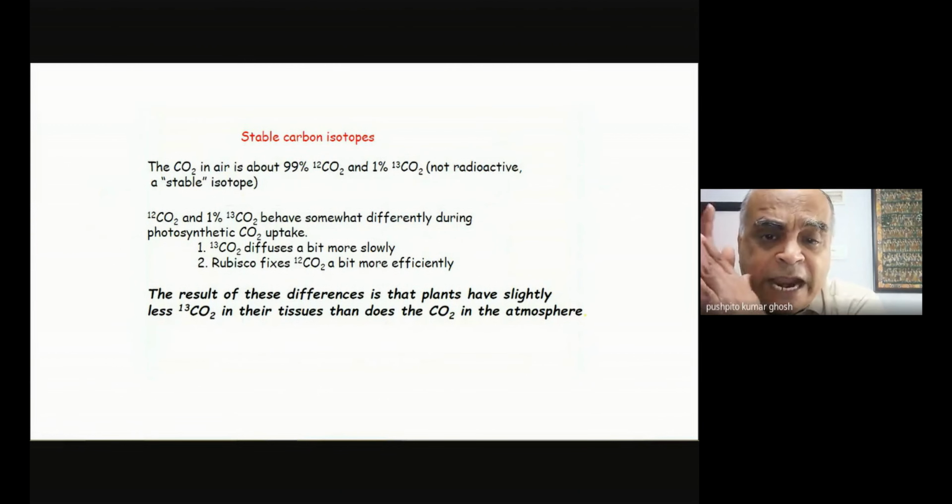Now let us look at another thing which is very interesting, and I'm showing this only because we have discussed a little bit around the isotopes, when we were talking about atmospheric carbon dioxide and we were talking about signatures.